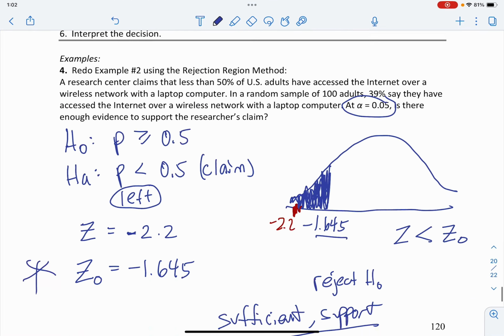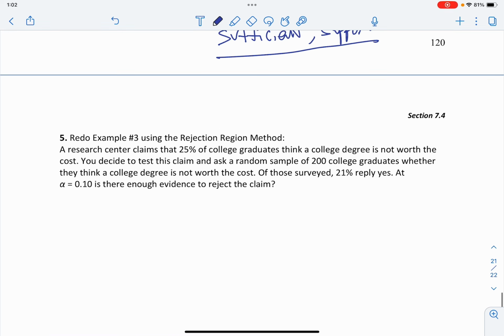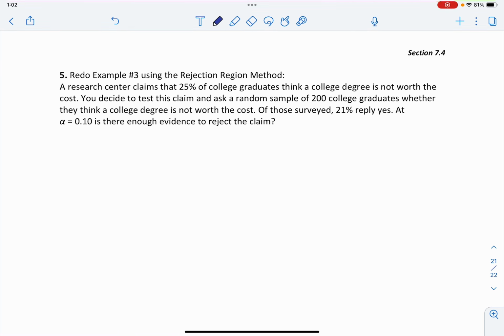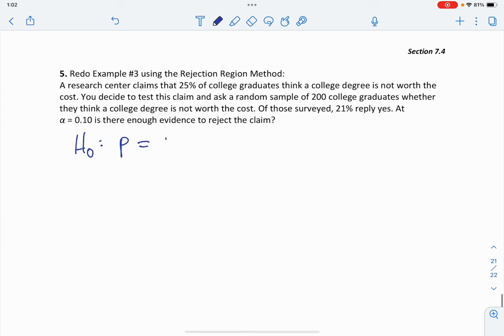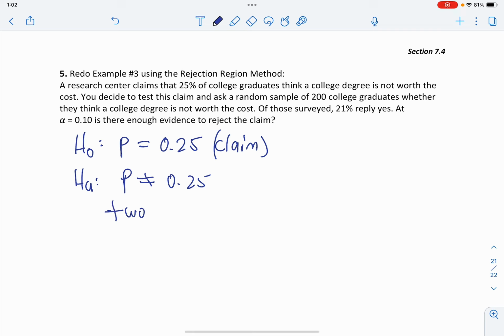We'll try one more. Let's redo example number 3. So for example 3, that's the one where it was 0.025. So H sub 0 was that for the claim. HA was not equal to, it was a two-tailed test. I'll copy the Z because I don't want to have to redo that. Z we got as negative 1.31. And then now we need the Z sub 0 critical value. So again, I'm not getting the p-value, I'm getting the critical value.